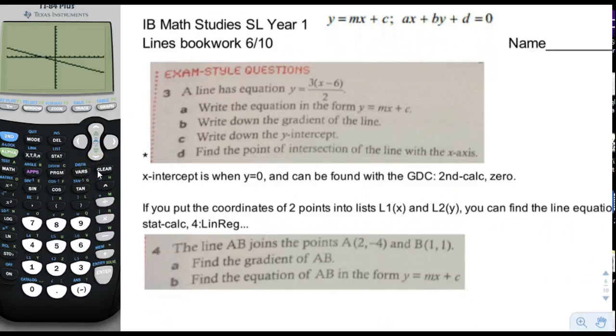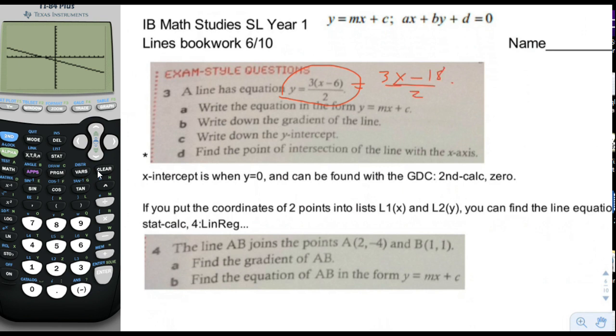Okay, lines, page 6, number 3. A line has equation. This looks a little bit different than normal. Write the equation in the form y equals mx plus c. Okay, so let's just multiply everything out and maybe that'll help. So instead of 3x minus 3 times quantity x minus 6, we'll put 3x minus 18 over 2.